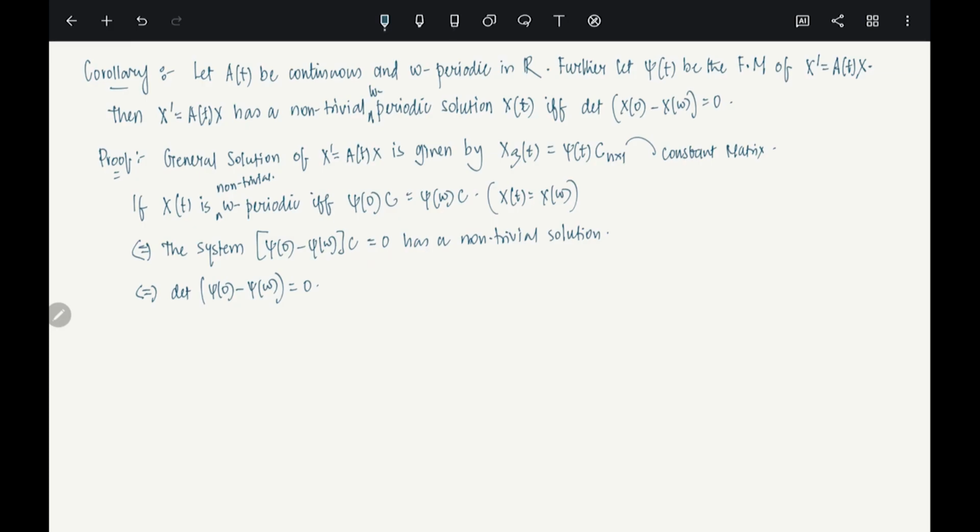Is this okay? So what did we prove? We proved that the homogeneous system, please remember this, this is for a homogeneous problem, admits a non-trivial w periodic solution x(t) if and only if the determinant of x(0) minus x(w) is going to be 0. I hope this is clear to you. Okay, now let's look at another corollary. This was corollary 1, let's look at corollary 2.